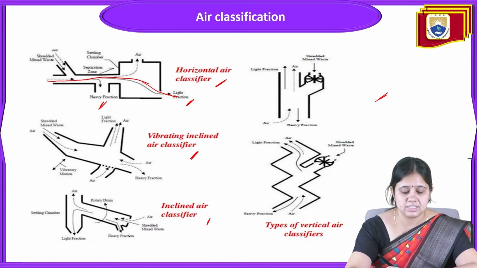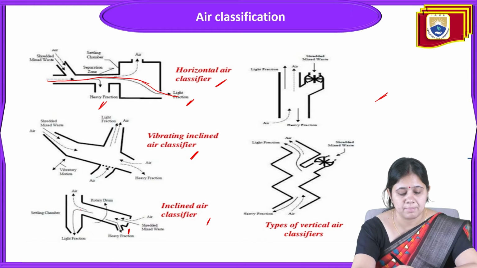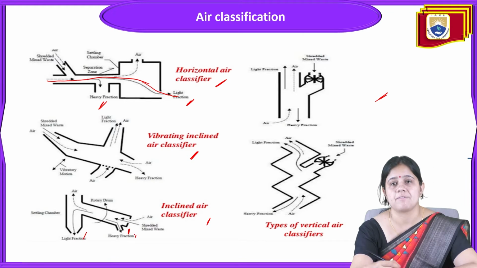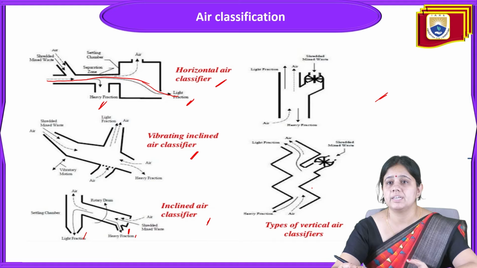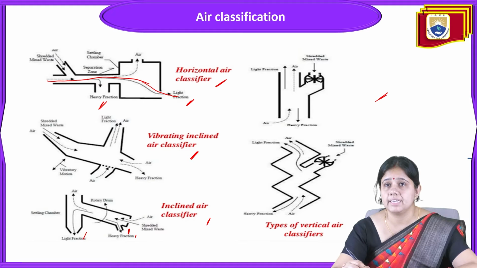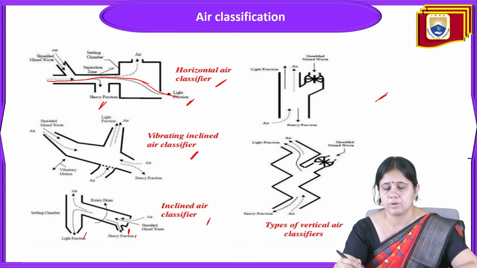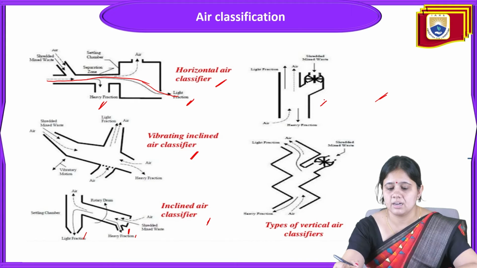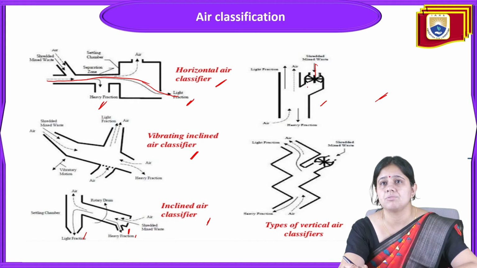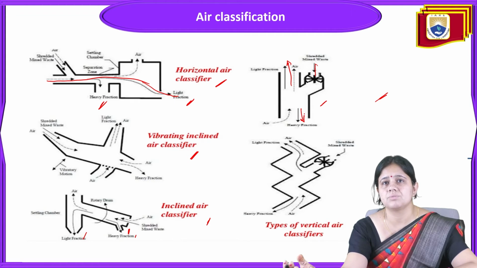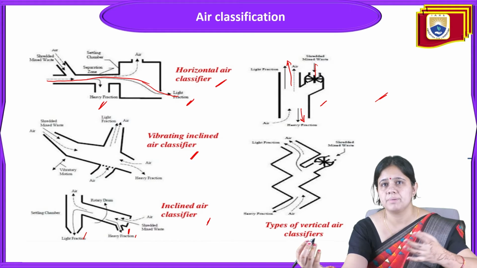And here also you can see that the air is coming, and this is the light fraction, this is the heavy fraction. And this is the vertical air classifier. It works vertically, and a mixed waste comes from this side, and the light fraction will be separated here and the heavy fraction will be separated here.